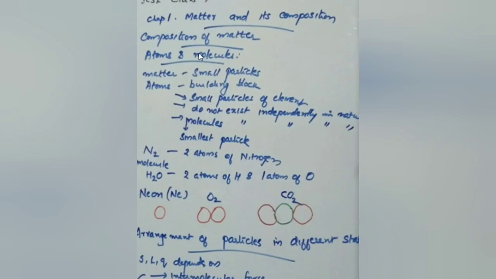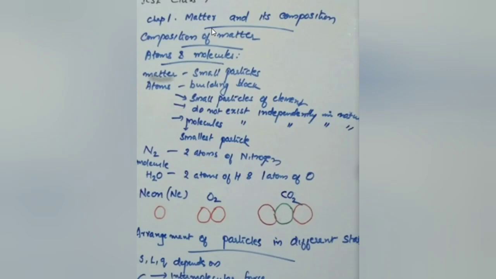Here, the matter and its composition. What is the composition of matter? As we know, matter is made of small particles. It is that which has mass and occupies some space. That is referred to as matter. Okay. This is the matter.